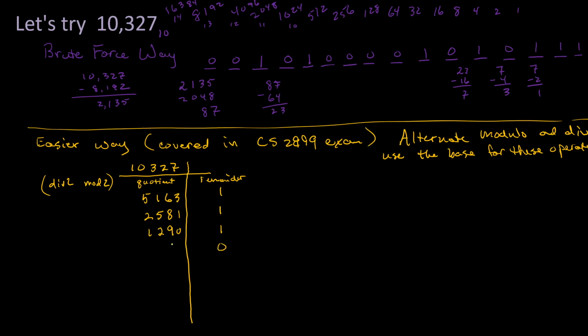Now I have an even, and that gives me a 645. That's an odd. That gives me a 322. That's an even. That gives me a 161. That's an odd. That gives me an 80. That's an even. Divided by 2 is 40. I'm going to continue on the next column, so I have 40 here.